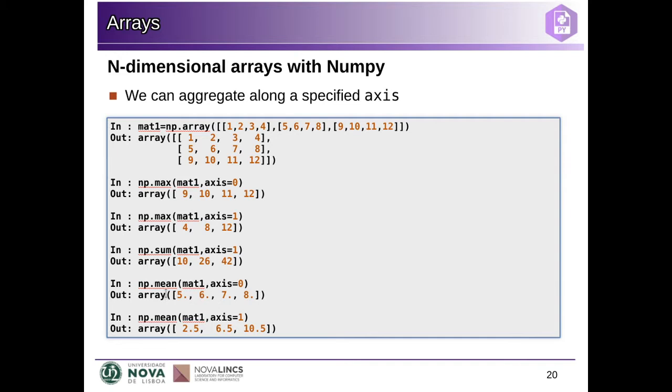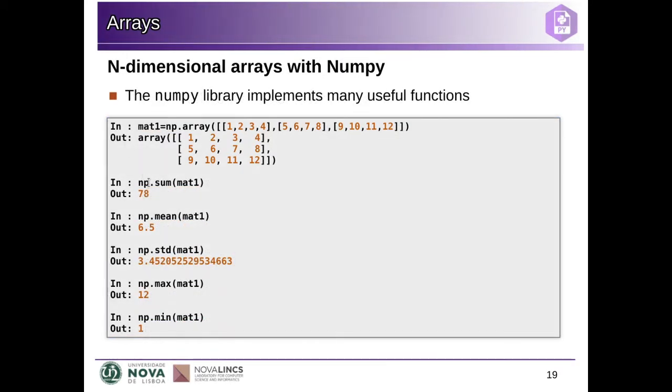All of these aggregate functions in NumPy can take this additional argument to specify a direction. If I omit that argument, then it's the same as having no direction, so it will just give me a scalar value by aggregating all the elements in the array.